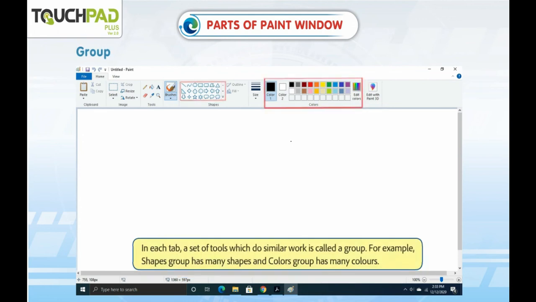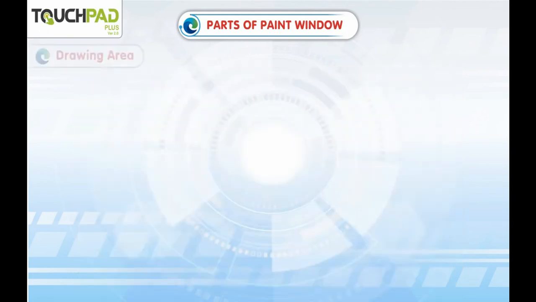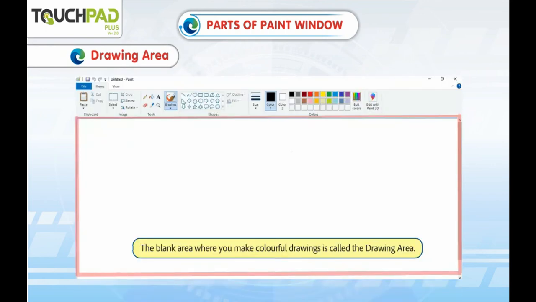Group. In each tab, a set of tools which do similar work is called a group. For example, Shapes group has many shapes and Colors group has many colors. Drawing area. The blank area where you make colorful drawings is called the drawing area.